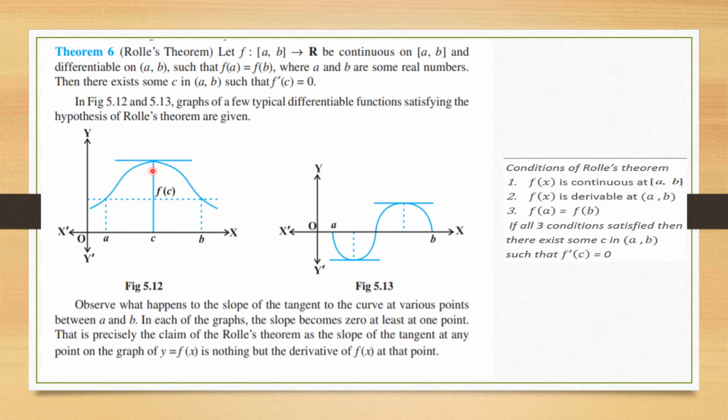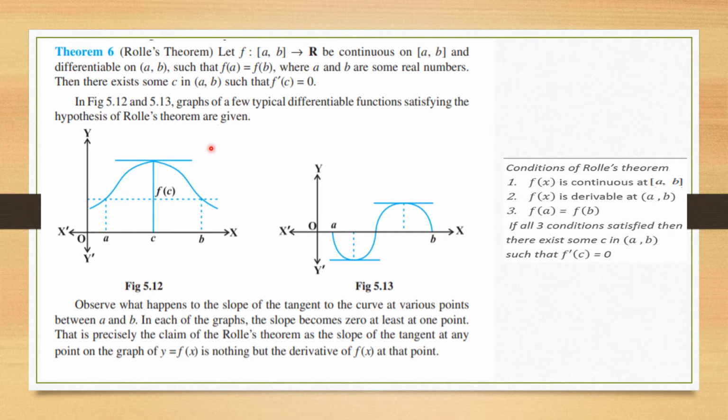Moreover, this curve is no doubt continuous and differentiable in this interval, but the value of the function at a should be the same as the value of the function at b. So you know it's a parabolic type of curve, means it is increasing first, then it starts decreasing. That's why the value at a is equal to the value at b. Similarly, in this diagram also, below the x-axis, above the x-axis, the curve is changing its behavior. Means the value here and here is the same, and the value here and here is the same.